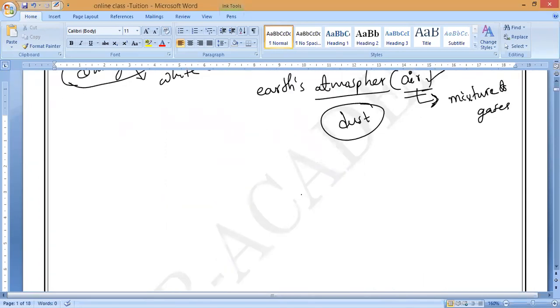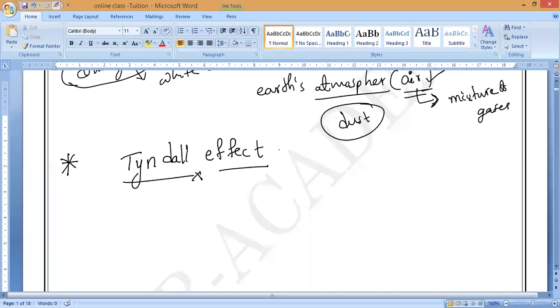Now, the first example which we will study is the Tyndall effect. This is not new to you, as you studied it in class 9th chemistry. The first effect of scattering of light we will study is the Tyndall effect. So now let us start. All of you write the heading Tyndall effect. Shall we start? Yes, sir.